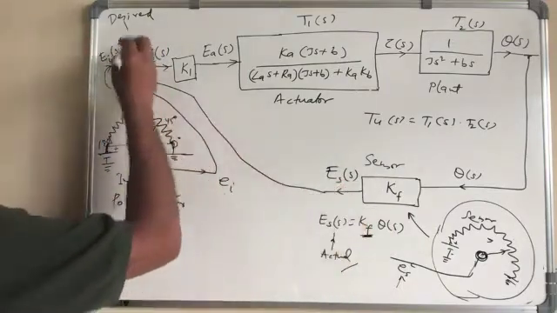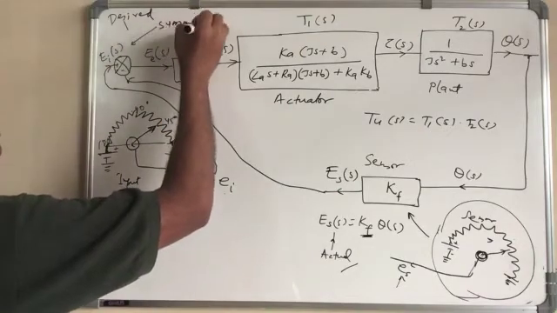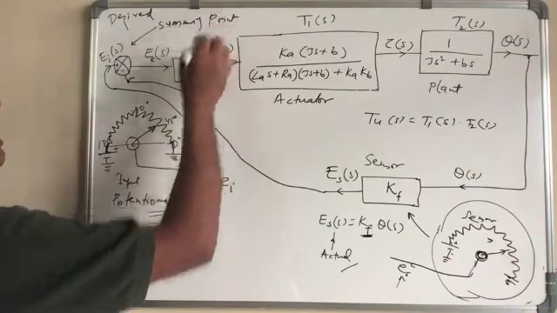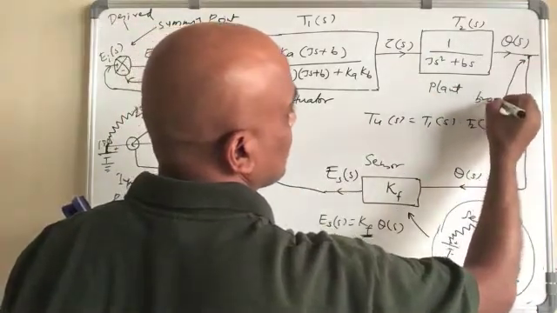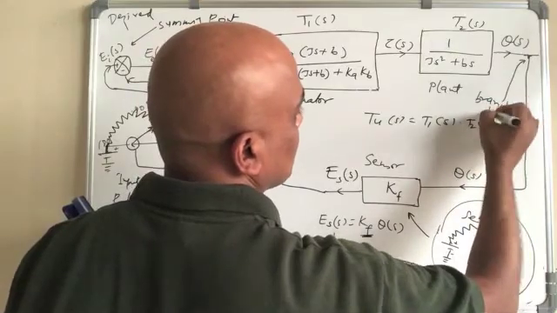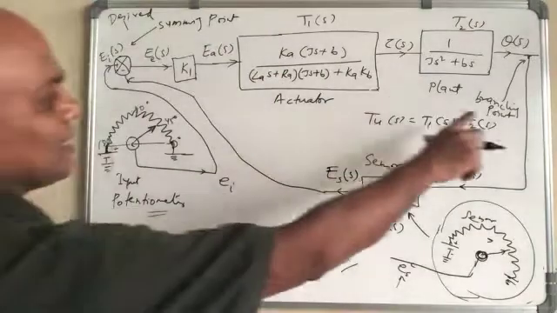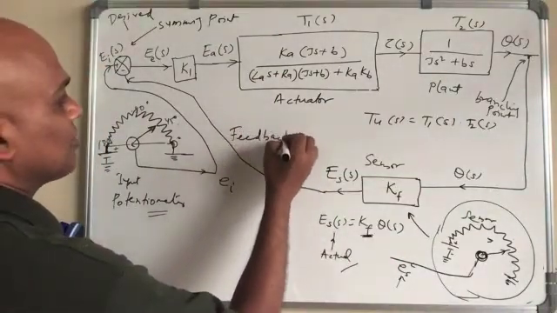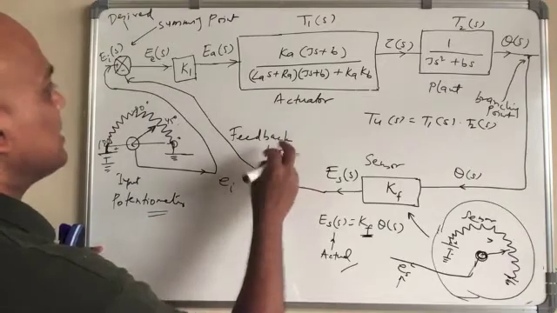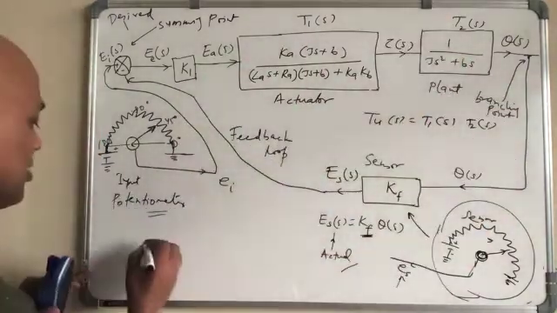This is the summing point, and this is called the branch point, the branching point. And this is called the feedback, the feedback loop, and this is what makes it a closed loop system. Yes, this is a closed loop system.